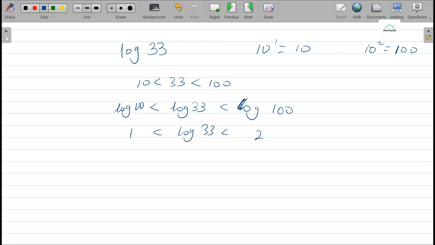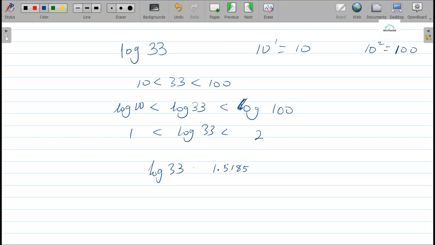You need a calculator. If you have four-figure tables, you can use those, but here we use a calculator. Log 33 will be approximately 1.518. If you use four-figure tables, this is an approximated value of log 33.